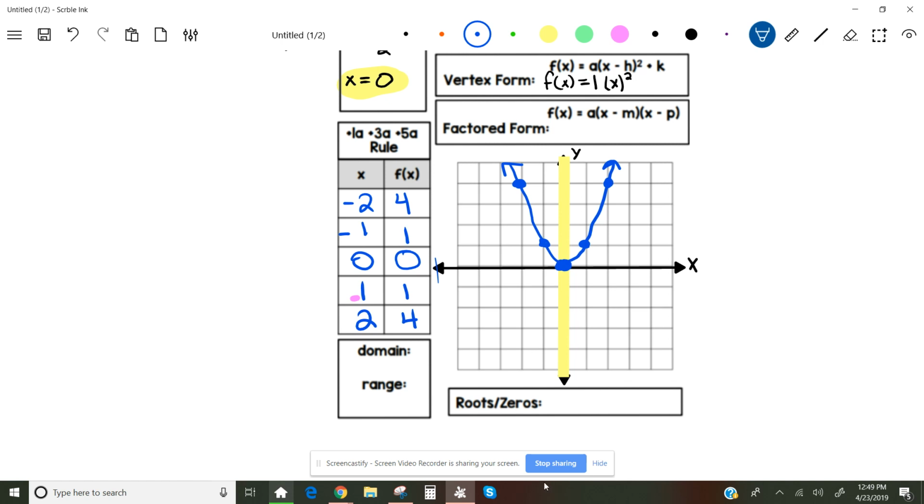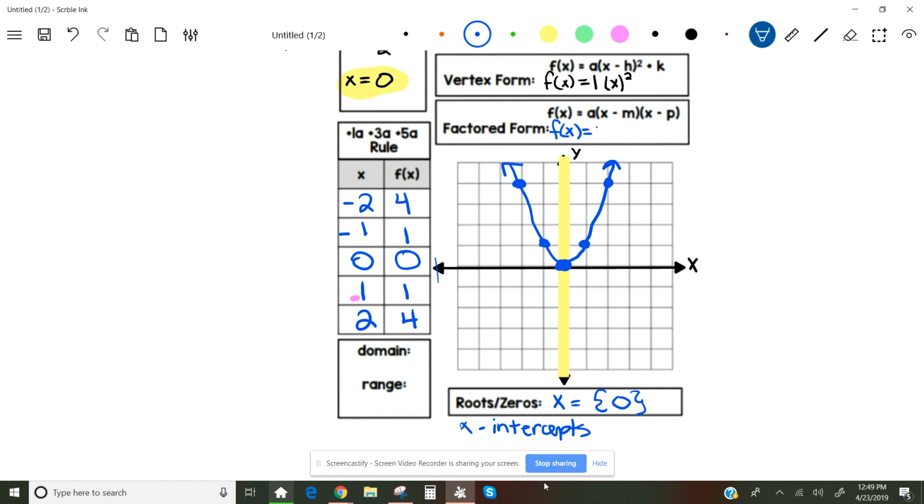The last two things we need to look for are our roots and our zeros. Another word for that is x-intercept, which is where our graph crosses the x-axis. So my graph crosses the x-axis here. This is my x-axis. It's crossing here. So I'm going to put x, use my braces, and put 0. Close my braces. That's how you write your intercepts.